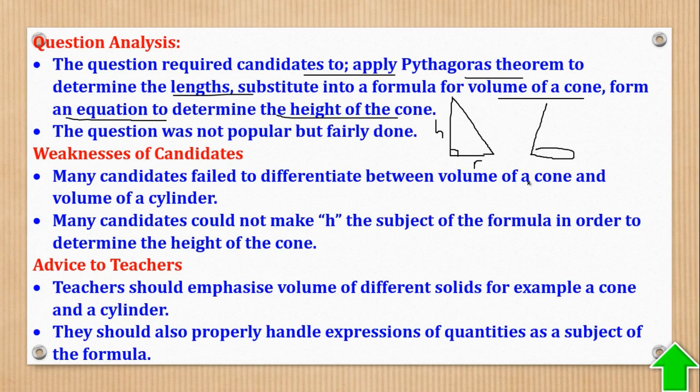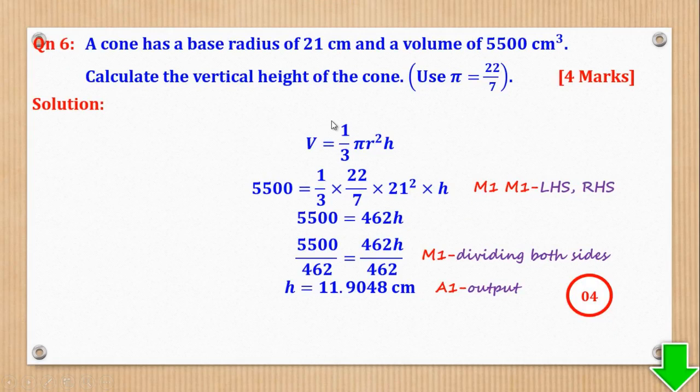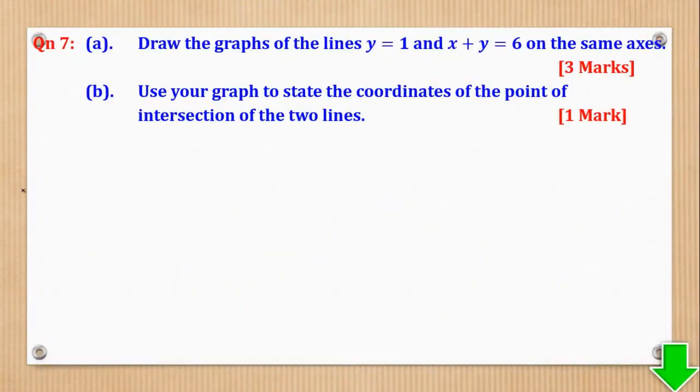So let's go with the method I've given you, whereby you just quote the formula for volume of a cone, substitute, and when you substitute you have only one unknown, then look for that unknown, and that will be all. There's no need to complicate. So that was question 6. Now we shall go to question 7.